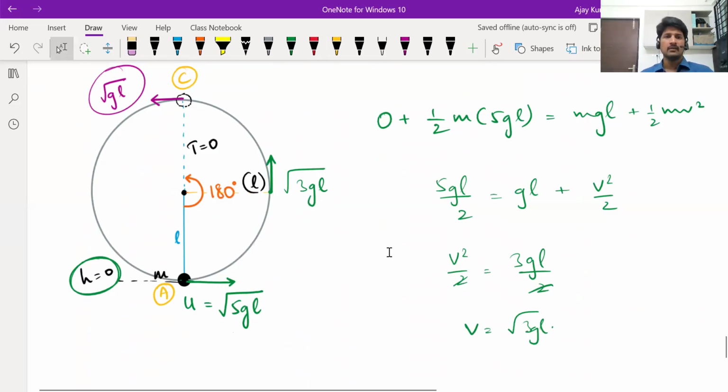So keep this diagram in mind. For motion in a vertical circle, these are the critical velocities at these positions. From the bottommost point, it should have root 5 GL. At the horizontal position, it should have root 3 GL. At the topmost point also, it should have root GL to stay on that circle. If it doesn't have that speed root GL, it falls off the circle like this.